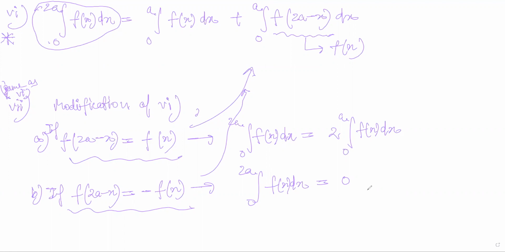What's the particular case? If this function f of 2a minus x becomes either fx or minus fx, then this integration would be very easy to calculate. If this becomes minus of fx, then the answer is directly 0. And if this becomes plus of fx, that is, it is coming out again fx, then the answer would be twice integral 0 to a fx dx. I'll explain this in detail when we reach the question. How to apply this, that you need to understand.